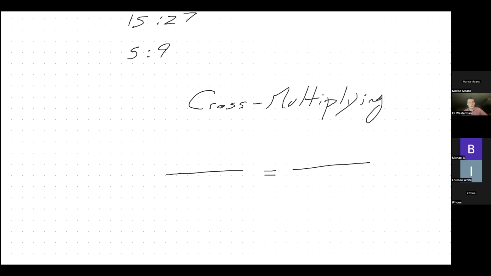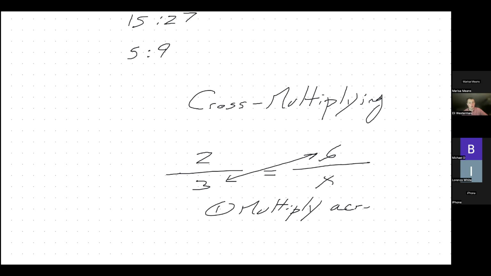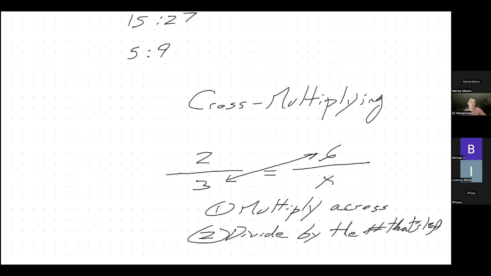Let's say we have 2 and 3, and then we have 6 here. And then we have X. We have to figure it out. So the first thing we do is we multiply across. Second, divide by the number that's left. Sorry, that handwriting got really beautiful. So let's do these steps.